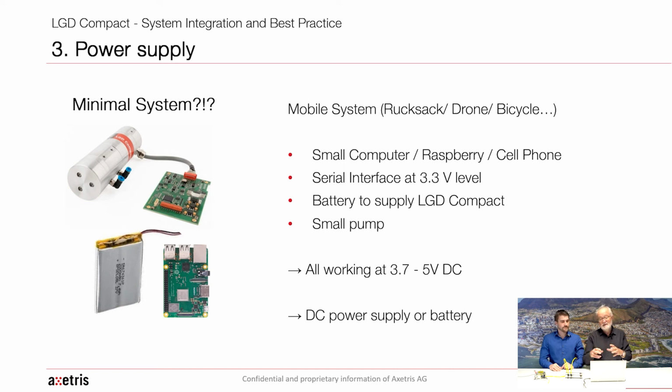Then you would need a battery to supply the LGD Compact and also this little computer. And you would need a small pump, which is not shown on this picture. And all this will work at voltages of 3.7 to 5 volts DC. And this can be done with a power supply from the mains, or you use a battery for the mobile system.